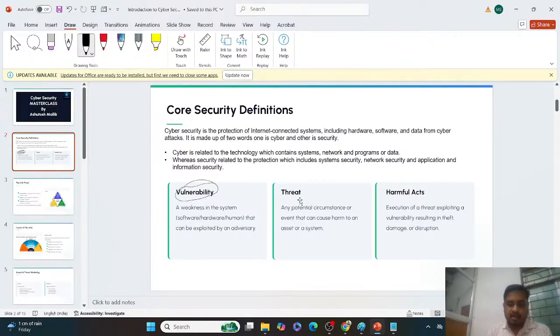So another thing is threat. What is a threat? Any potential circumstance or event that can cause harm to an asset or a system is called a threat.